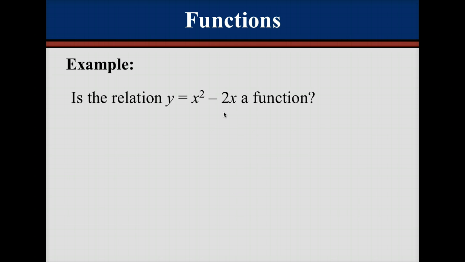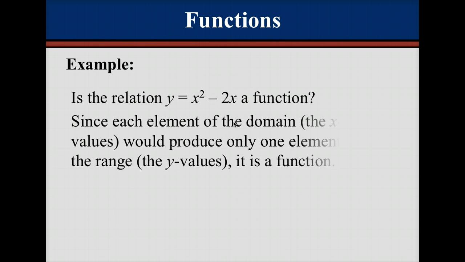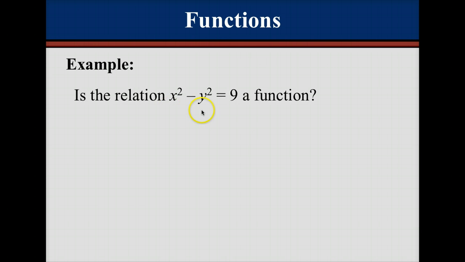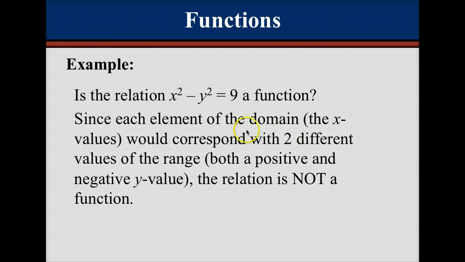How about this relation? Is it a function? Since each element of the domain, the x values, would produce only one element of the y, it is a function. Now let's look at this one. This is different because we have y squared. So since each element of the domain, the x values, could correspond with two different values of the range, because this could be positive and it also could be negative, this relation is not a function.